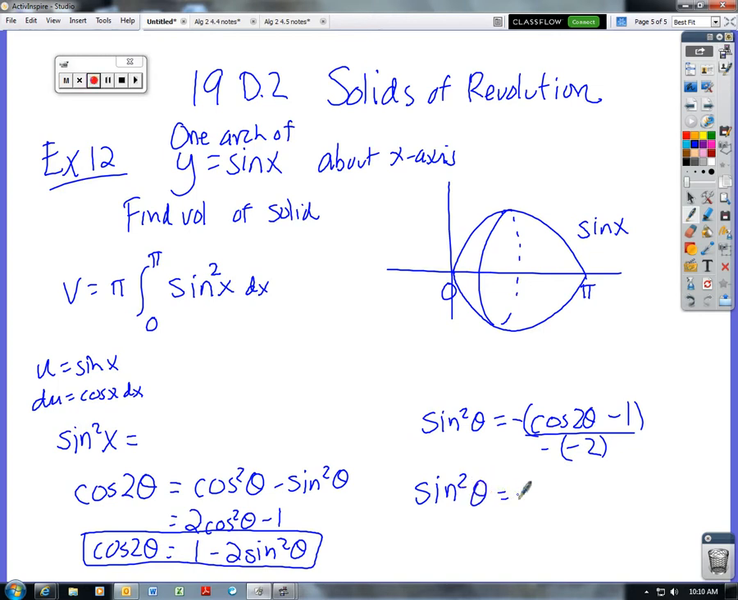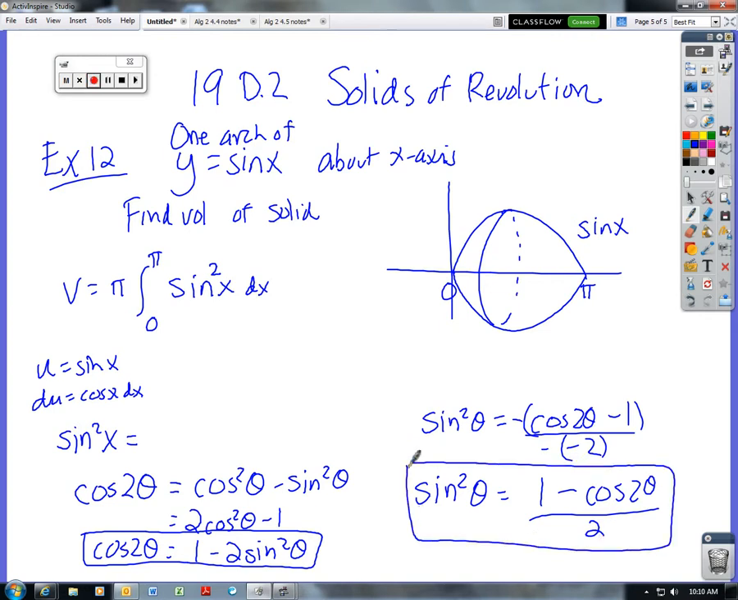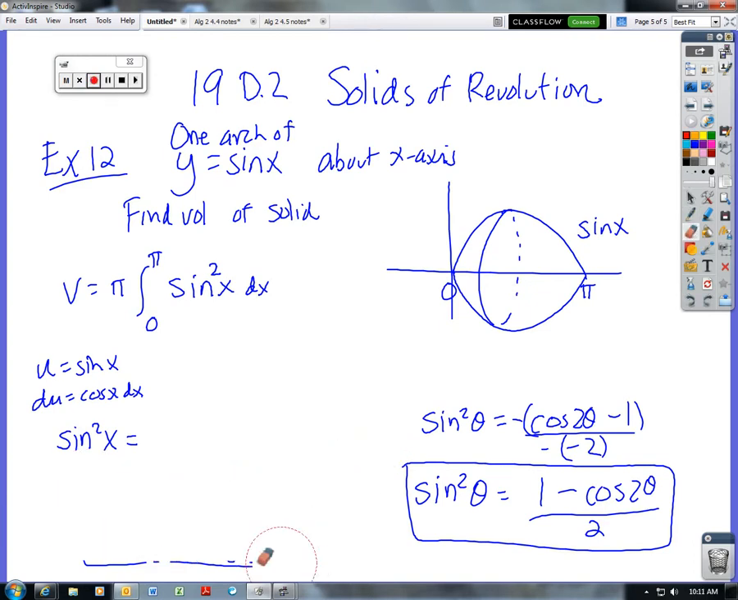So I'm going to distribute my negatives. So I'm going to have 1 minus cosine 2 theta over 2. So it changed the sign. Okay. I'm going to erase all this. Okay, that wasn't too bad. Okay, back to my integral.